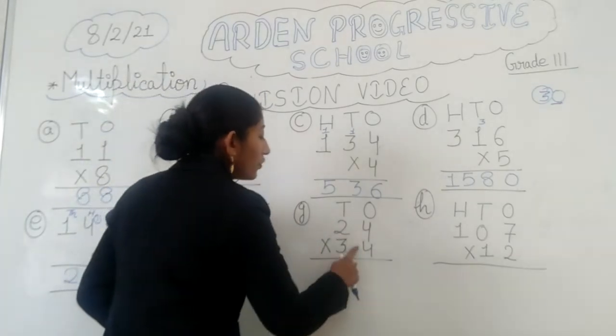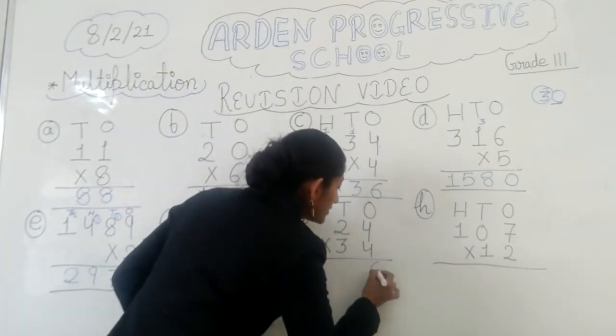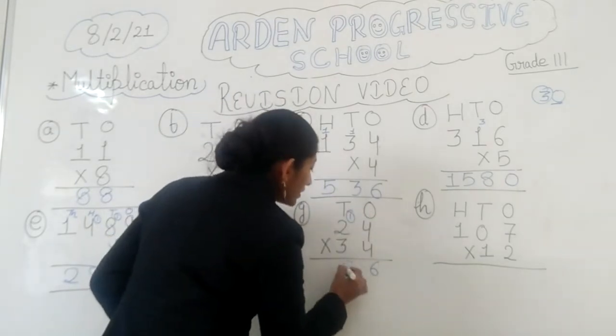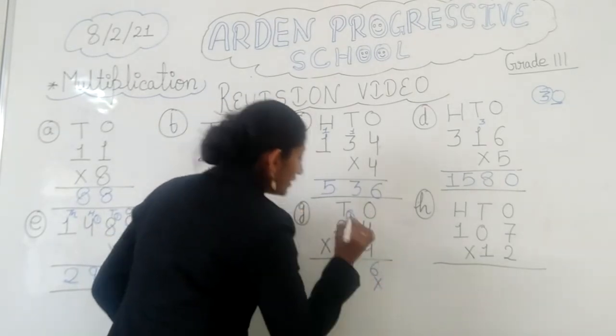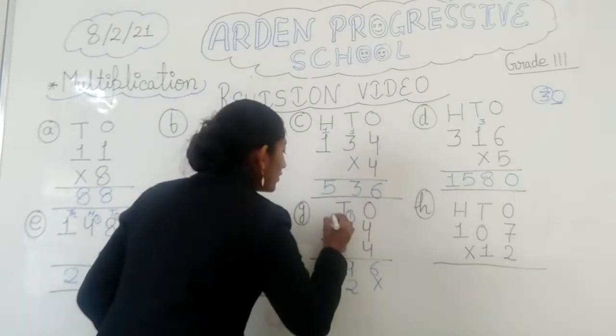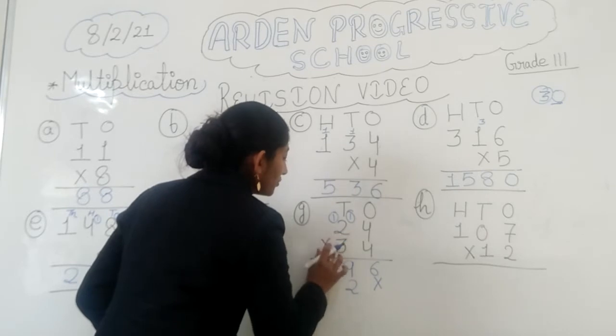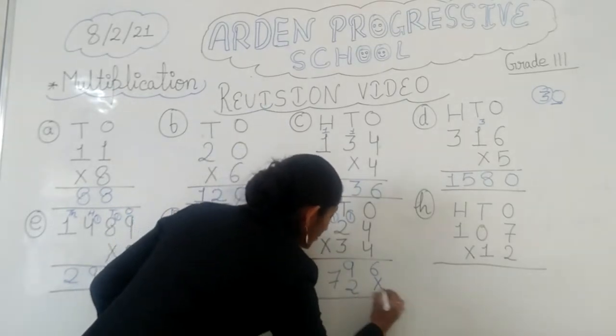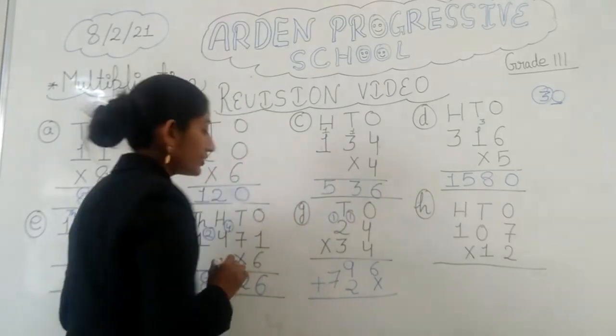Now 4 into 4 is 16, 6 and 1 carry, 4 2s are 8 plus 1 is 9. Then again here 3 4s are 12, 2 and 1 carry, then 3 into 2 is 6, 6 plus 1 is 7. After that what do we have to do? After that we have to do addition.